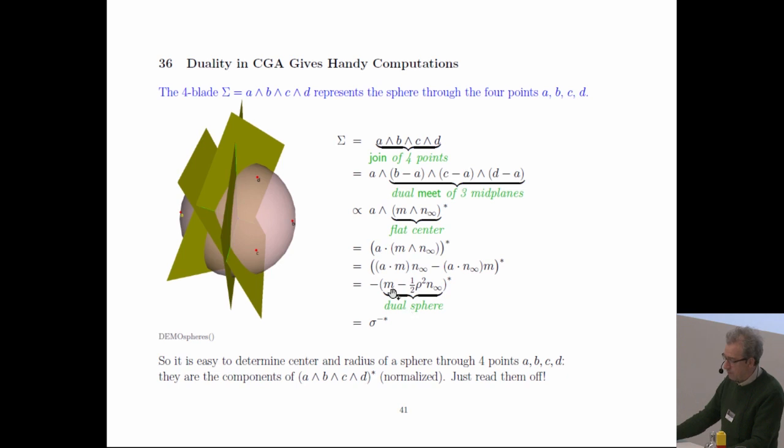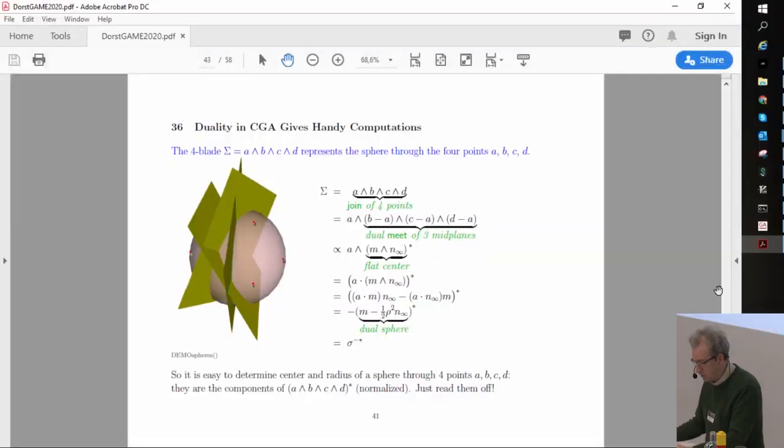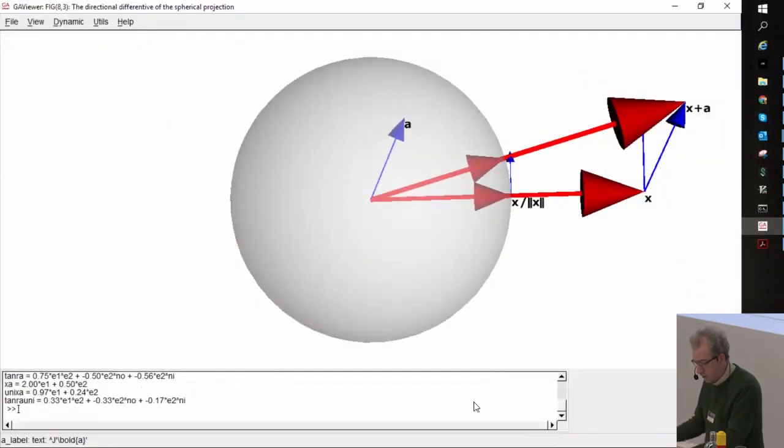Yeah, get real. I should get real too. Very nice things happen. I can represent a sphere as the wedge of 4 points. Or maybe I should. Yeah, maybe I'll make one just to convince you that this happens.